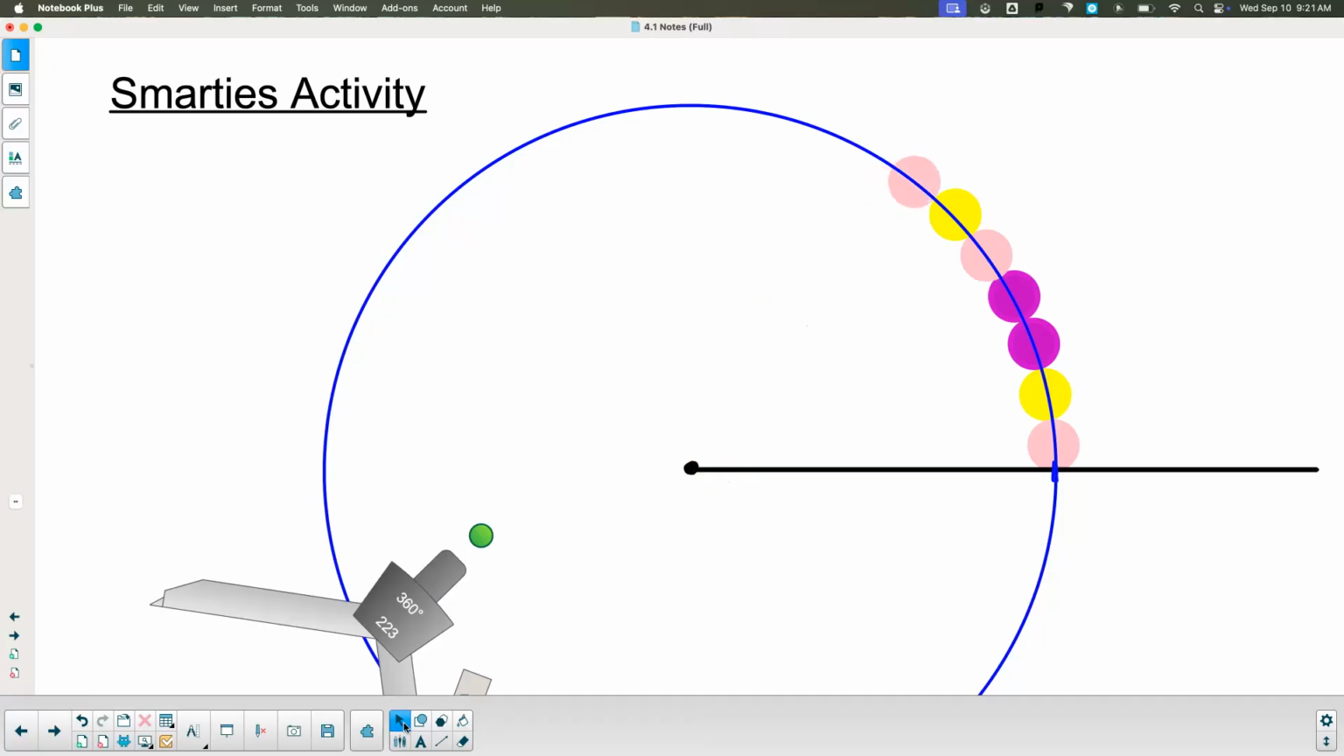Okay, so there was one. I went 7 Smarties, so there's one. So I'm going to put a tick mark right there. And then I'm going to start measuring from that tick mark until I get all the way around my circle. Everybody understand? Go for it.